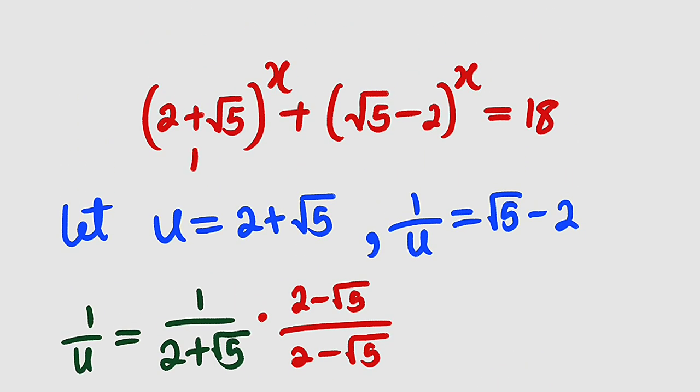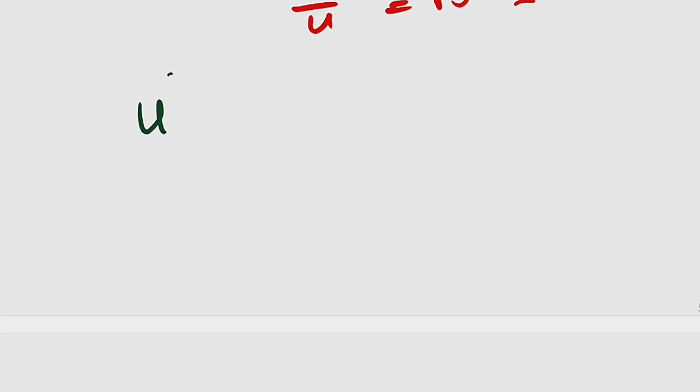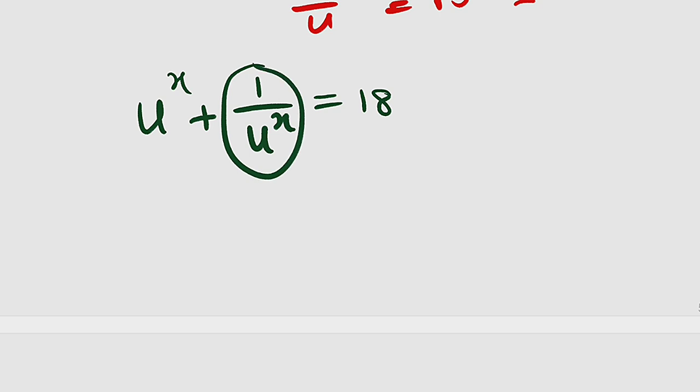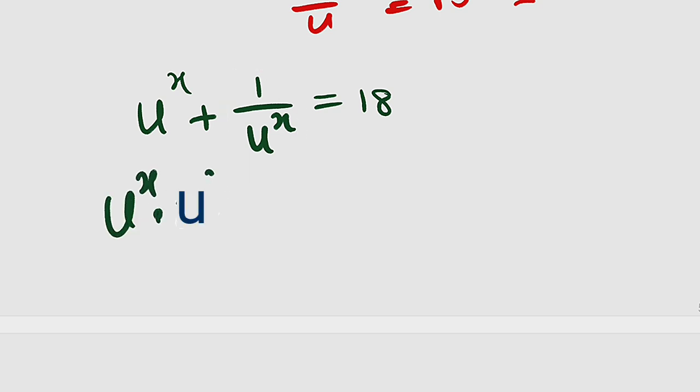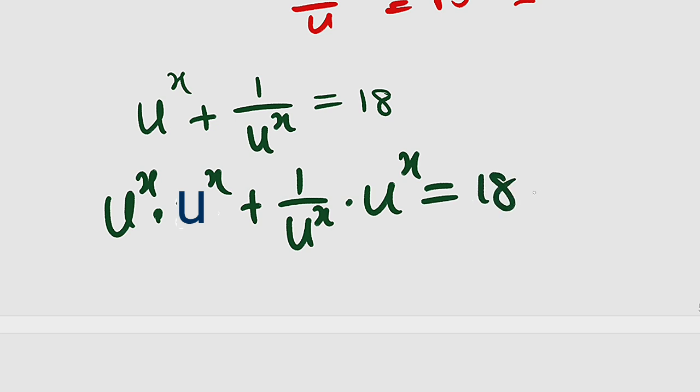Our equation will be u^x + 1/u^x equal to 18. Let us multiply every single term by u^x just to clear this fraction. So we have u^x multiplied by u^x, plus 1/u^x multiplied by u^x, equal to 18 multiplied by u^x.